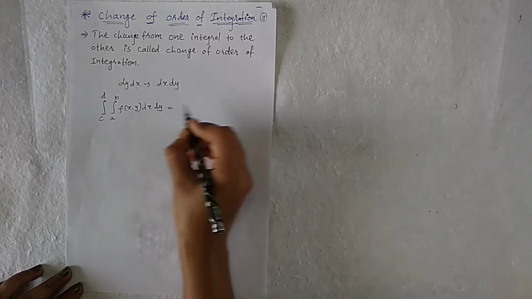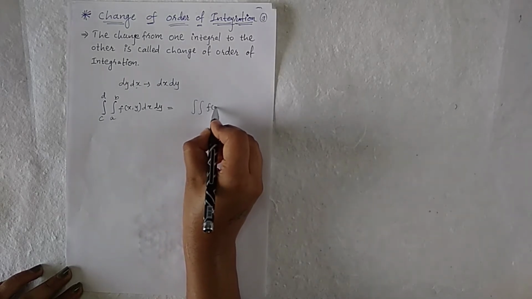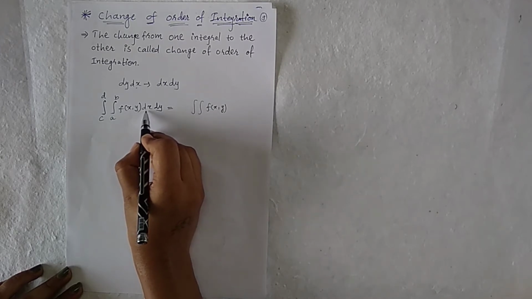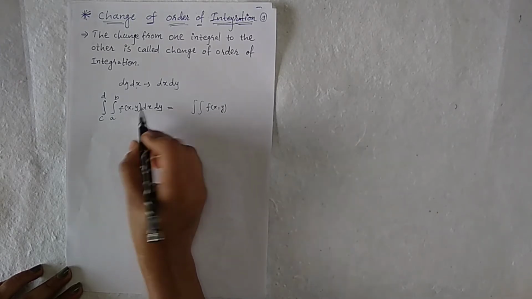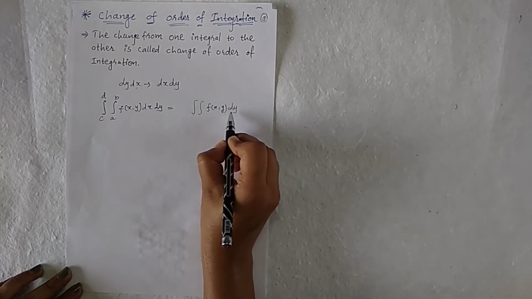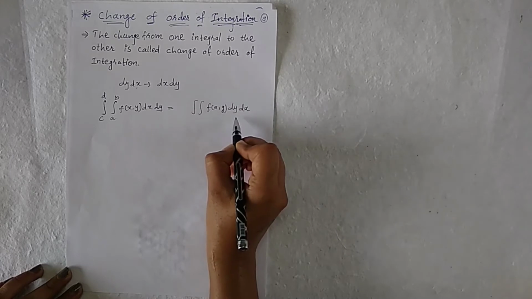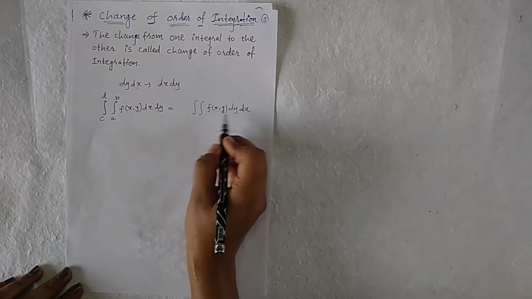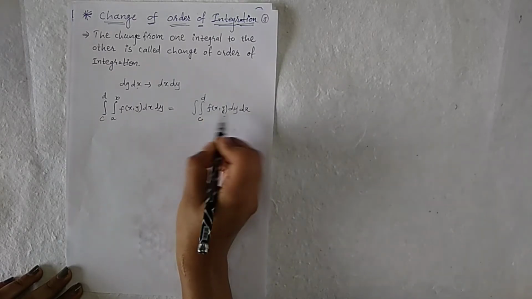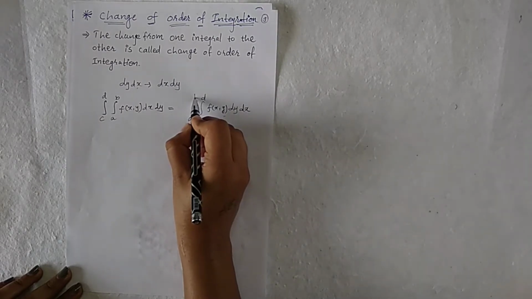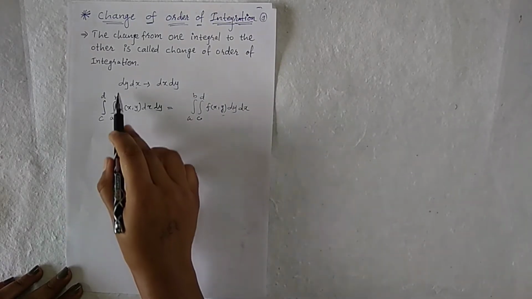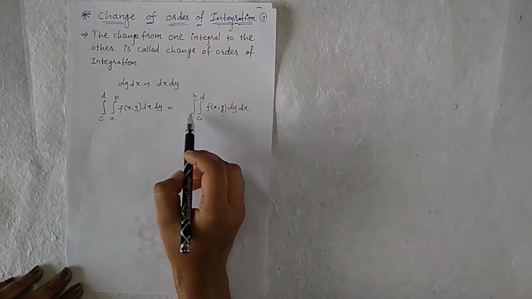This is equal to the double integration of f of x y with the order of integration changed, first dx and then dy. Here the change means first we integrate with respect to y and then with respect to x. So the limits are also changed: c to d is the limit of y, and a to b is the limit of x. But this is possible only when the limits are constant, right?